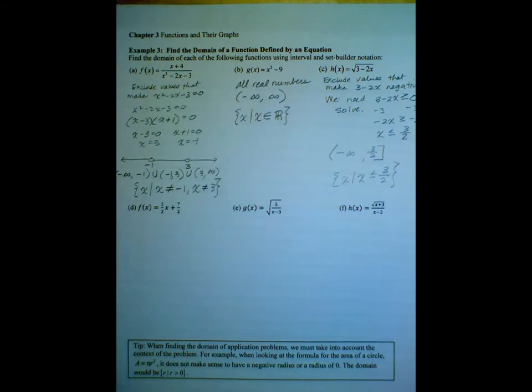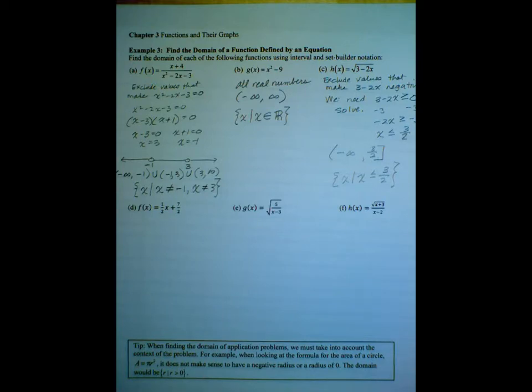All right, continuing example 3 from section 3.1 on functions. We're on part D now. We're to find the domain of this function f of x equals 1/2 x plus 7/2. Start with all real numbers.